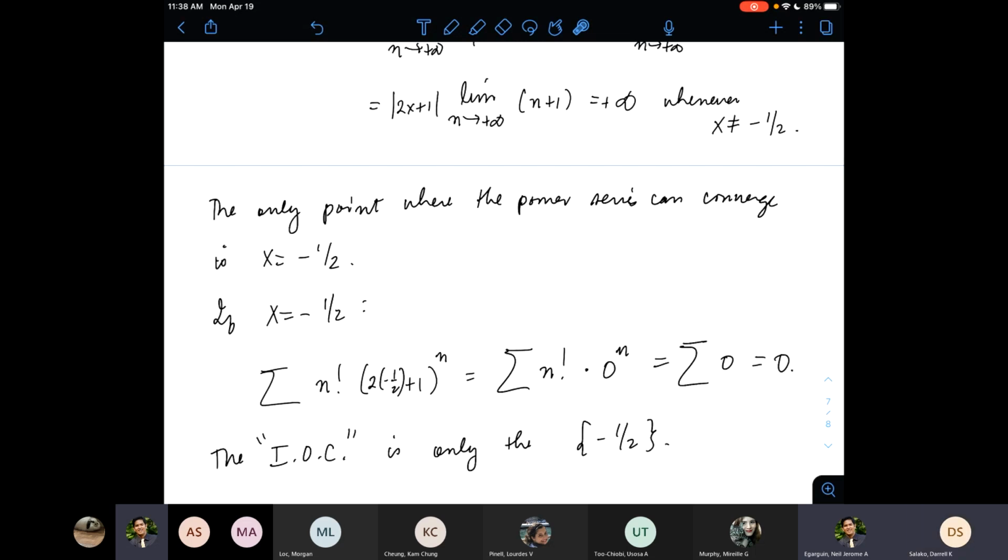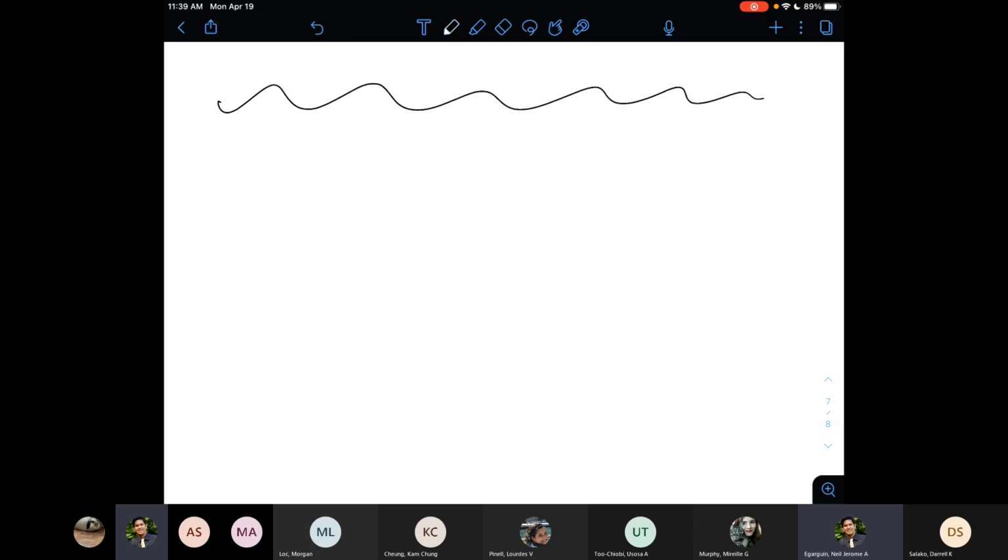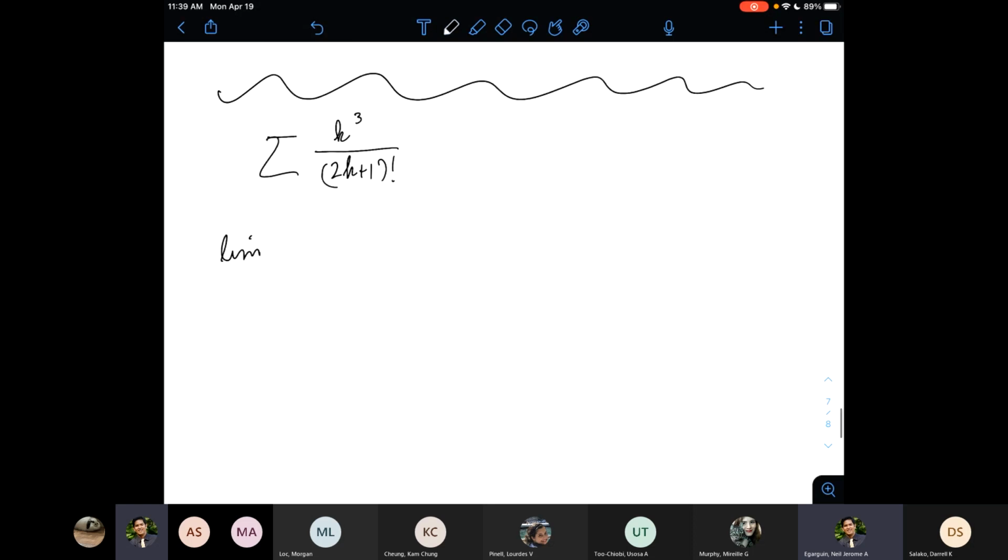Okay. Now, as I promised, let me go to Merle's question. Yeah, Herson is correct. I guess here you need to use the ratio test. Let me just do it here. So you have the sum of k cubed over (2k plus 1) factorial. Though you need to be a bit careful with the factorials there.